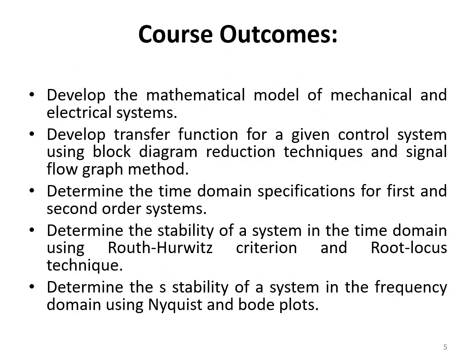This is the course outcome which we have for the control system subject. So in this particular subject, we have evaluated 5 course outcomes. CO1 tells that in this course, the students will be able to develop the mathematical modeling of mechanical and electrical systems. And the second course outcome of this particular subject is develop transfer function for a given control system using block diagram reduction techniques and signal flow graph methods. Course outcome 3 for this subject is determine the time domain specification for first and second order systems.